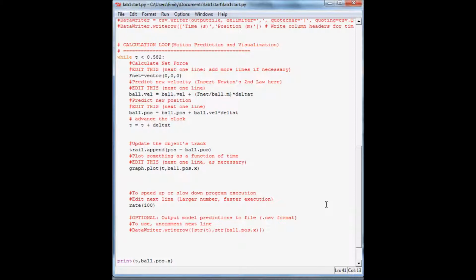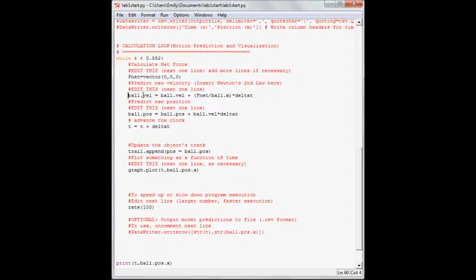Within the while loop, the net force was set to zero in order to simulate a system with constant velocity. Next, I used Newton's second law equation to predict the new velocity. Consistent with Newton's second law, the new velocity was constant because the net force was set equal to zero.